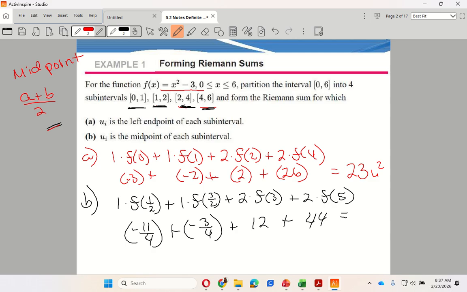So combine my negatives, I end up with a negative 12 over 4, which is technically negative 3, right? When I combine these two, I get negative 3, right? Negative 3, and this is positive 9. Positive 9 plus 44 is 53.